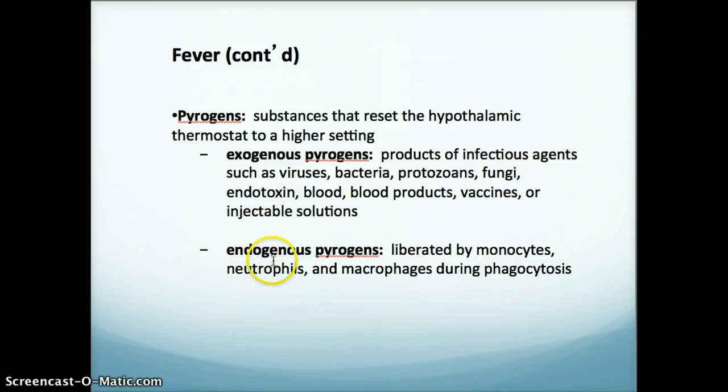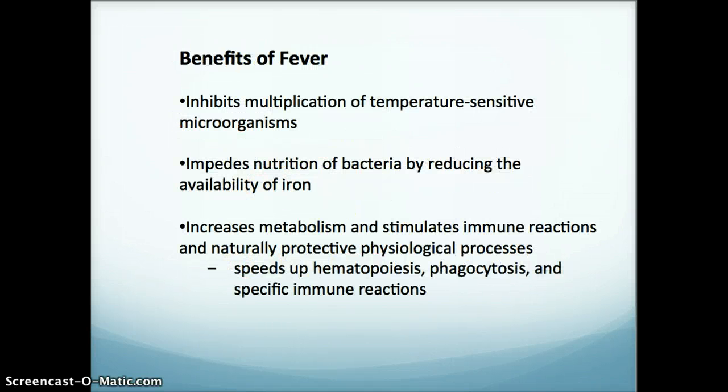We also can have endogenous pyrogens, and this is often part of the immune response. They can be given off by monocytes, neutrophils, and macrophages during phagocytosis and actually cause a fever, which will help fight that infection. So you either have that stimulus coming from outside with exogenous pyrogens or endogenous pyrogens. So what are the benefits of fever?